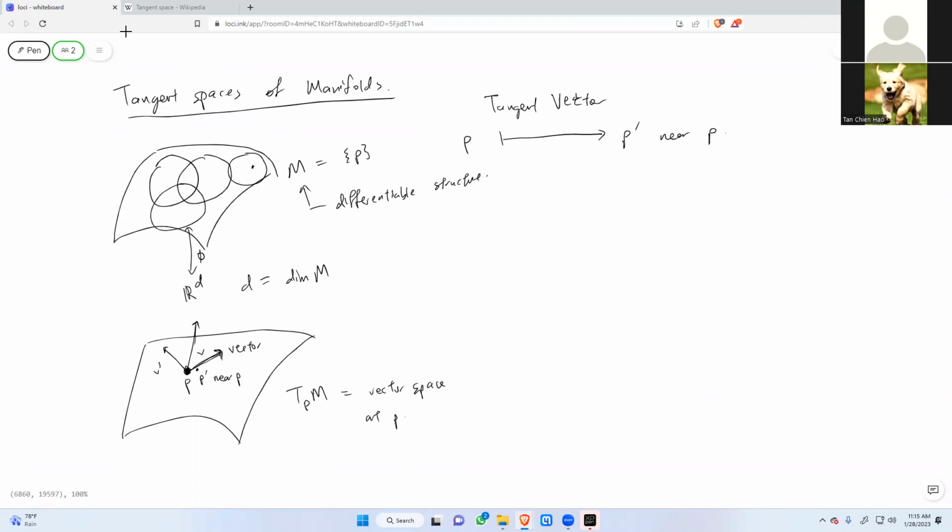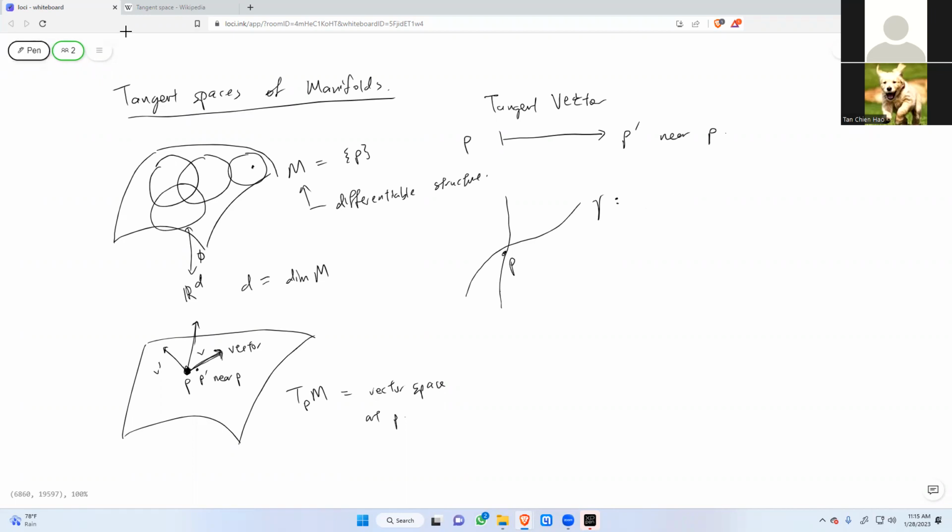And how so? When we are at point P, there can be many curves passing through. Oops, that's a bad drawing. When we have a point P, we can have many curves passing through that point P. And each one of these curves is essentially a map. So I'll call this curve gamma.